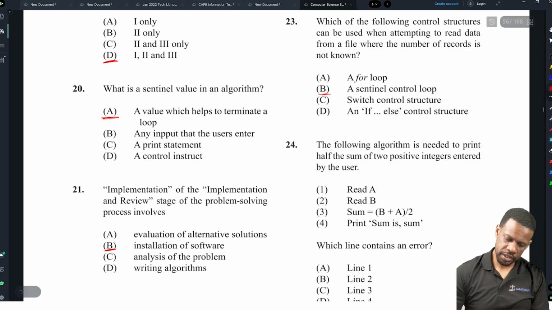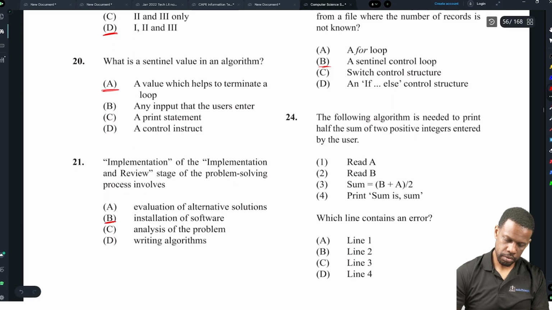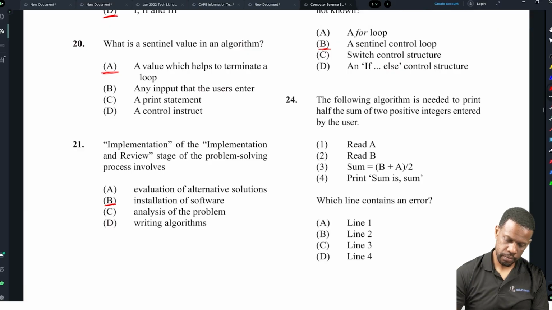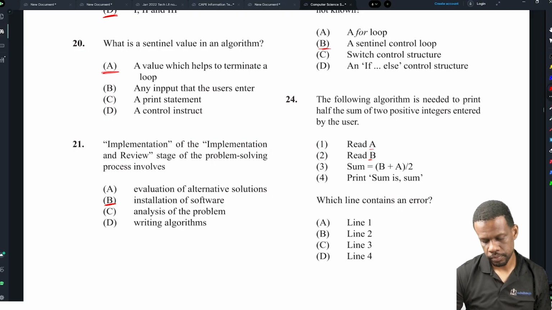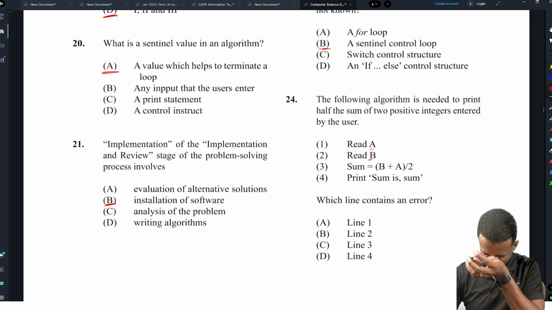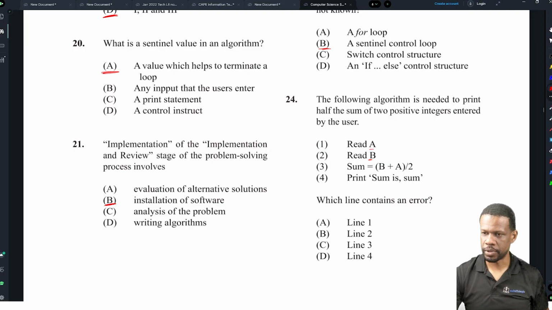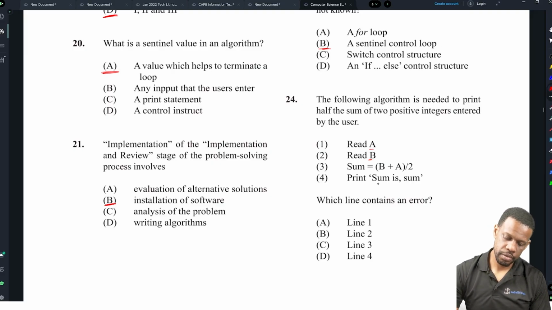24. The following algorithm is needed to print half the sum of two positive integers entered by the user. Which line contains an error? They want to print half the sum of two positive integers entered by the user. We have the two positive integers, which are A and B, and they want to print half of the sum. The only error I could see there is line 4 because the print statement is wrong. It should say print half of sum is, right? Am I missing something?